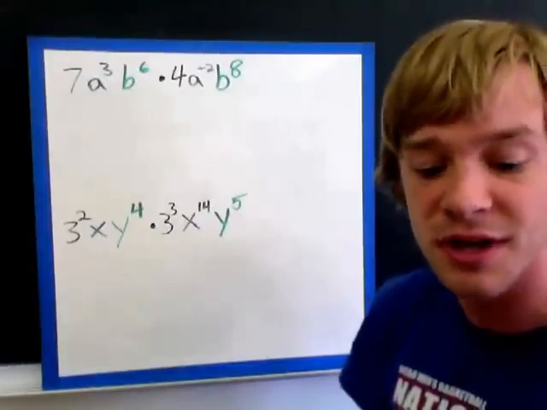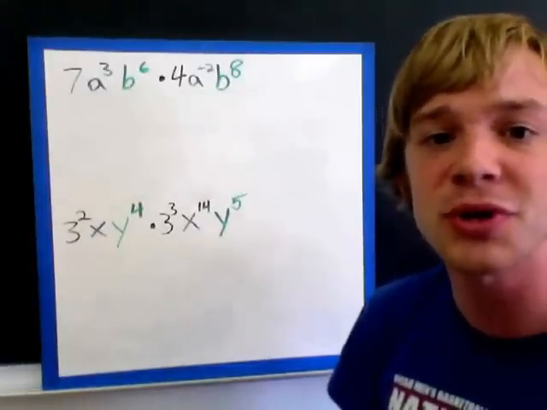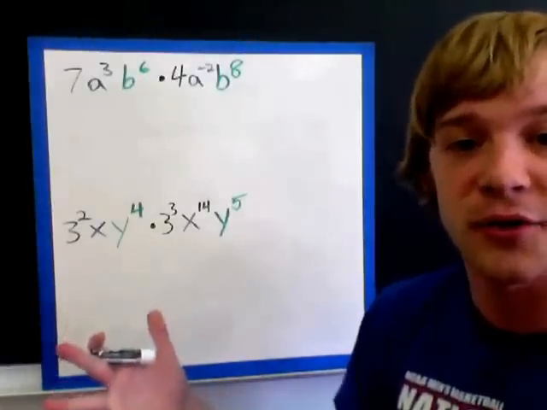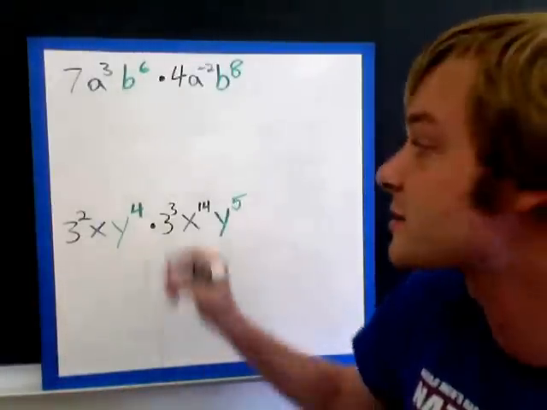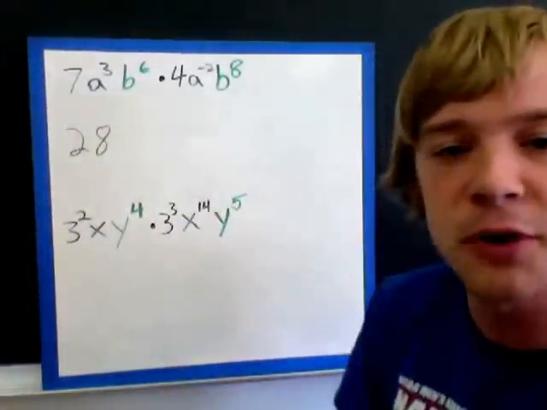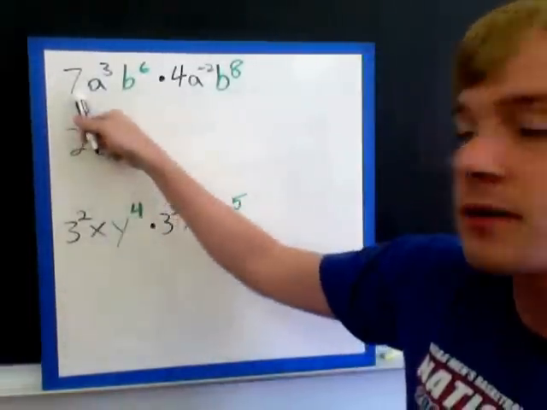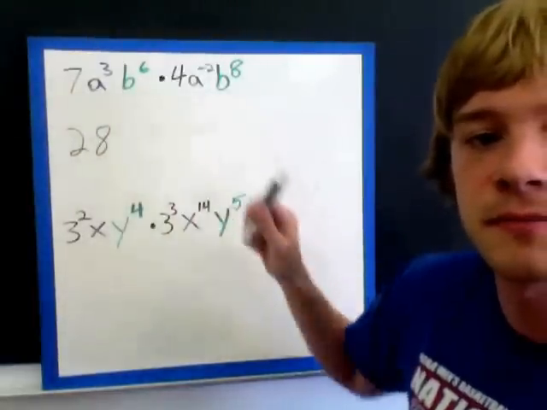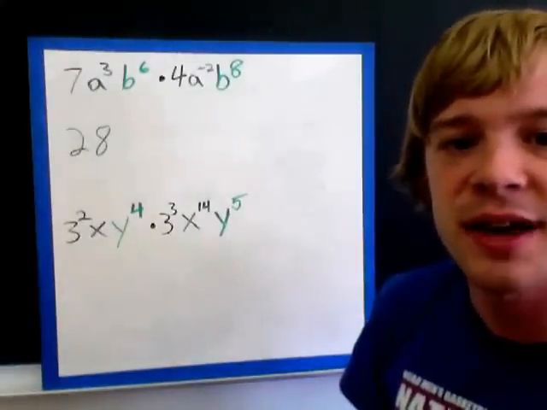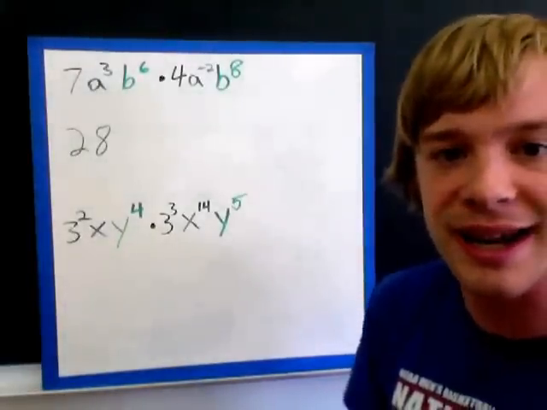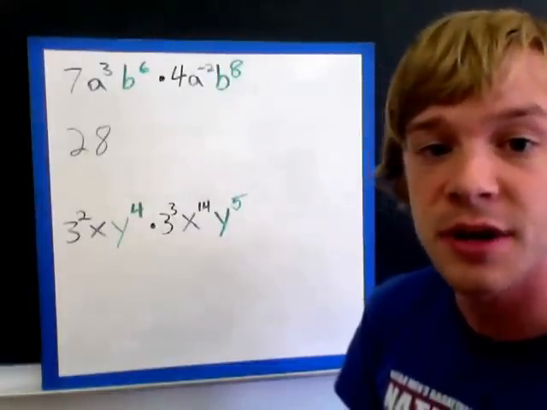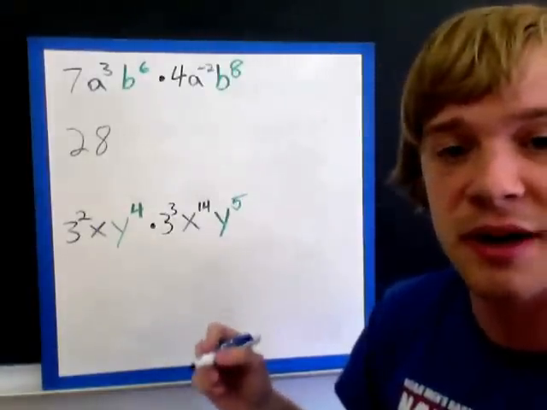So for starters, 7 times 4. We should know that that's 28. So the number in front of our final answer is going to be 28. We simply multiply the numbers that are in front together. Okay? So the next thing I have is I have a to the 3 and a to the negative 2nd. Well, I know when I multiply those together that I'm going to have a base of a. So let's write that up there.